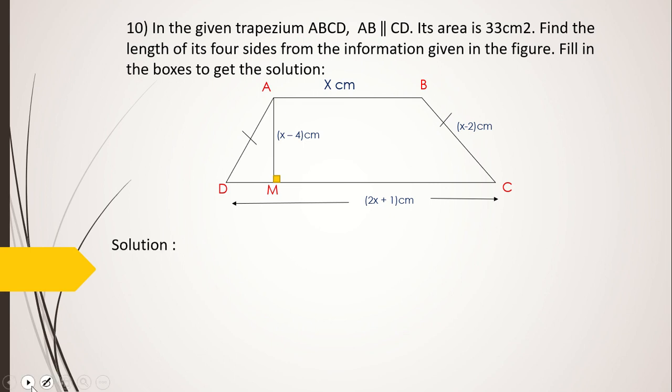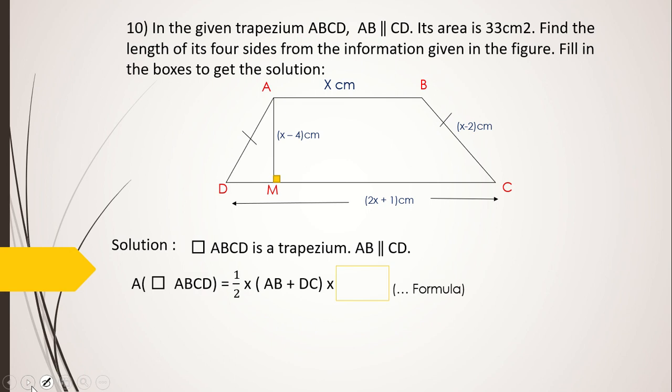So it is given in the activity form actually. ABCD is a trapezium. So AB is parallel to CD. Okay, one side of a trapezium is parallel. And the formula we know, this formula is already given in the question also. Area of quadrilateral ABCD is half into AB plus DC into height. Now here height is AM. Okay, the formula actually is half into sum of the parallel sides.